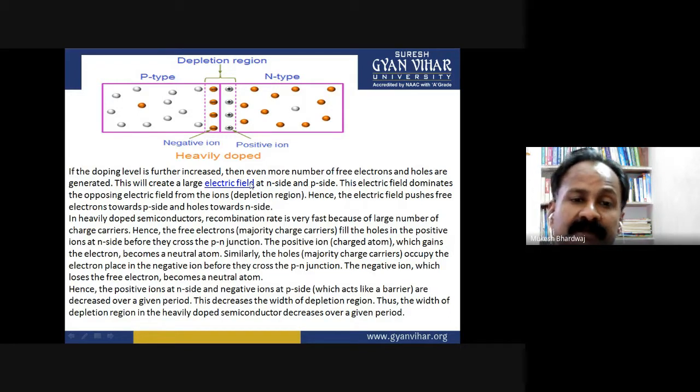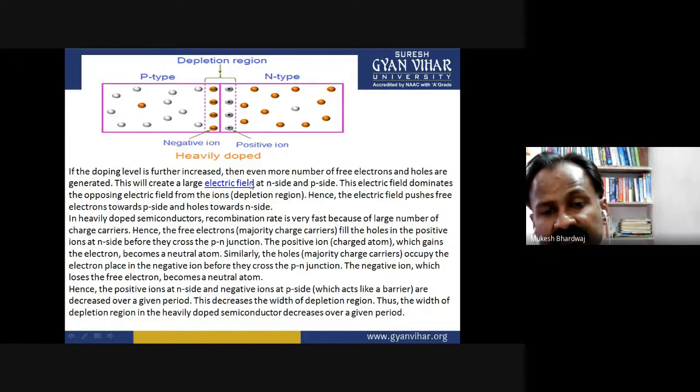In heavily doped semiconductor, the recombination rate is very fast because of the large number of charge carriers, and the free electrons fill the holes in the positive ions at the n side before they cross the PN junction. The positive ion which gains the electron becomes a neutral atom. Similarly, the holes occupy the electron place in the negative ion before they cross the PN junction.